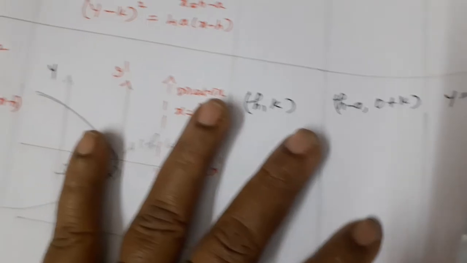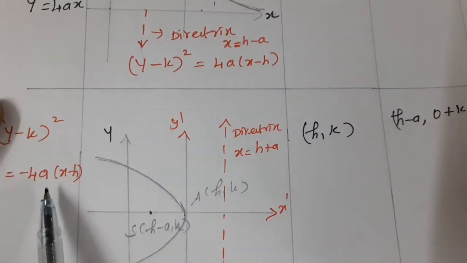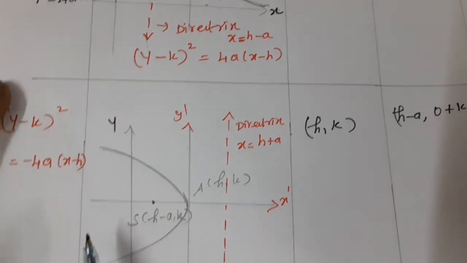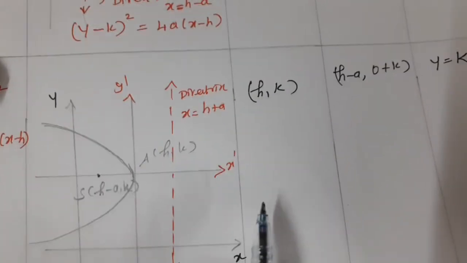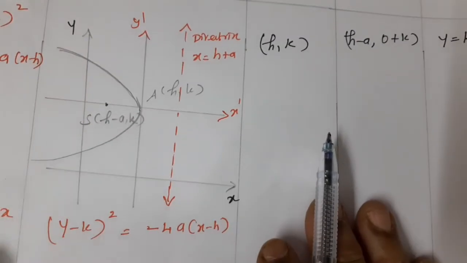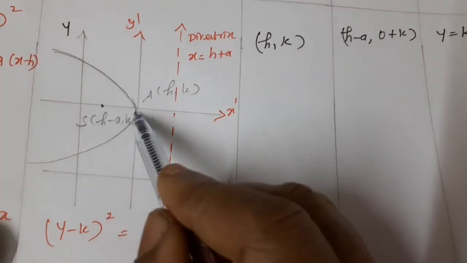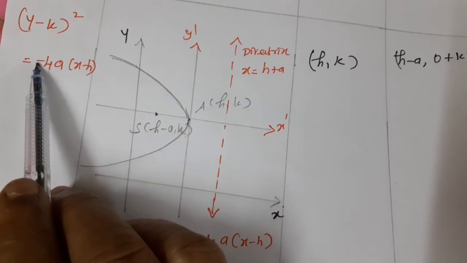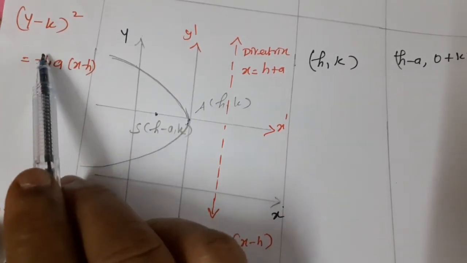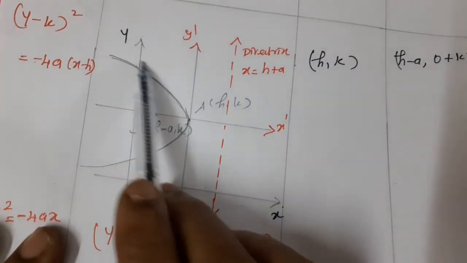Similarly, I am going to draw the leftward curve: (y − k)² = −4a(x − h), that is y² = −4ax. For this, first draw the x axis and y axis, and afterwards mark the vertex. The sign matters: if plus comes, it is the rightward curve; if minus comes, it is the leftward curve.